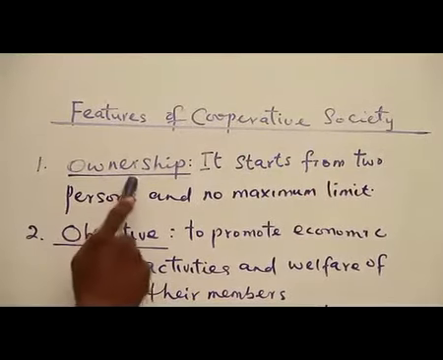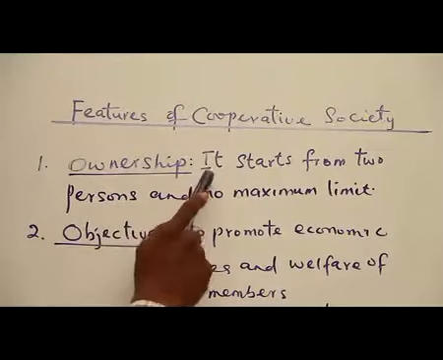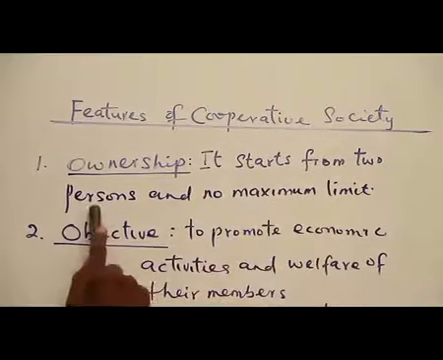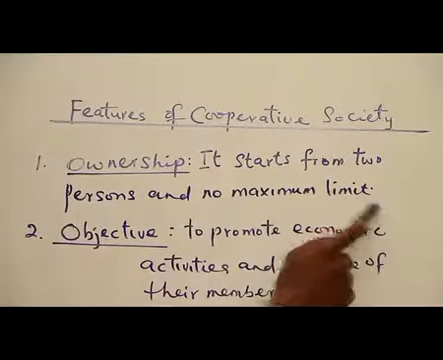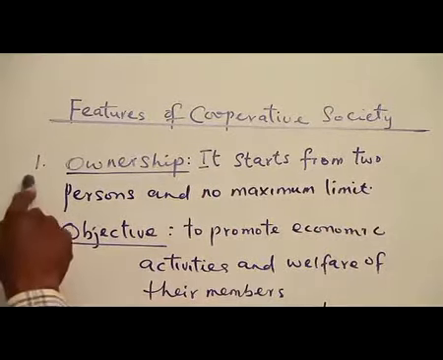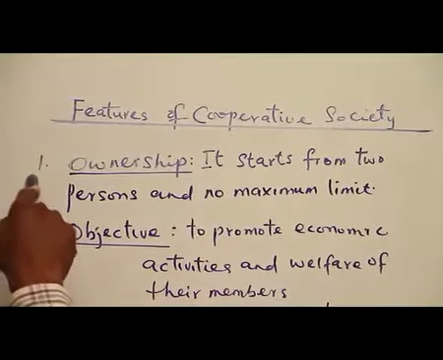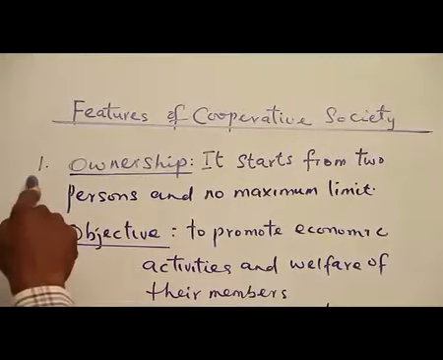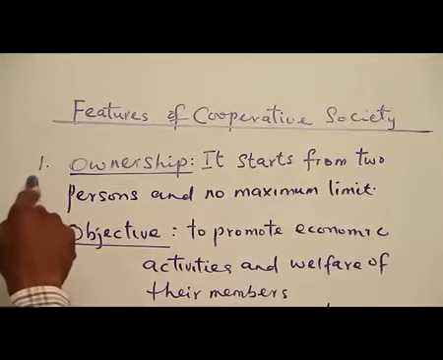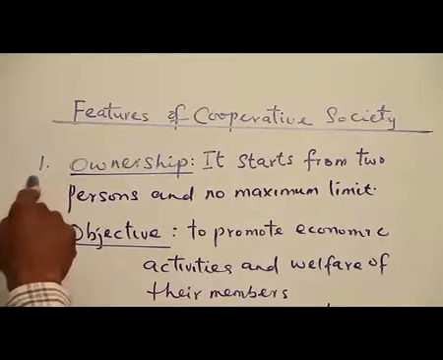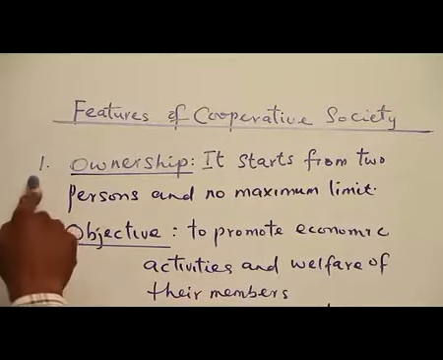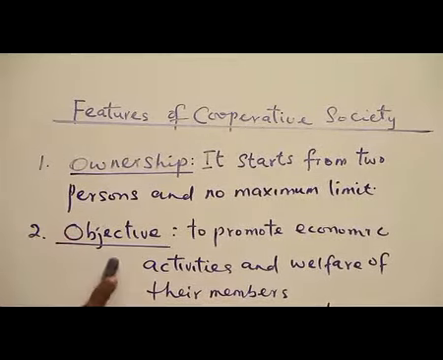Number one, ownership. Cooperative society starts from 2 persons and no maximum limit. In terms of ownership, we have a minimum of 2 persons and there is no maximum. So far as people are interested in joining them, they will be welcome once they can meet the conditions being stipulated by the society.